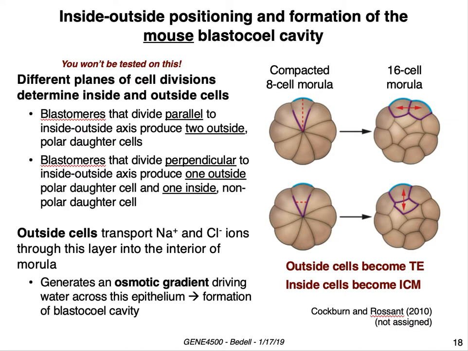If the mitotic spindle in this progenitor, in this cell, lines up vertically like that, just imagine the 2 daughter cells going left and right. Those will stay on the outside, and you'll get 2 outside daughter cells. If the mitotic spindle lines up this way, look, you'll get 1 cell outside, 1 cell inside.